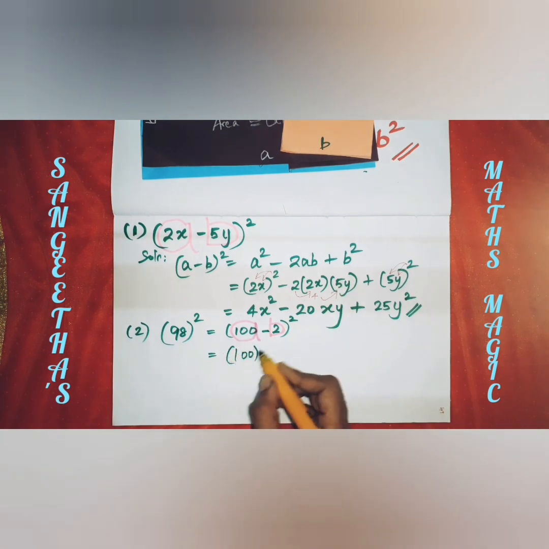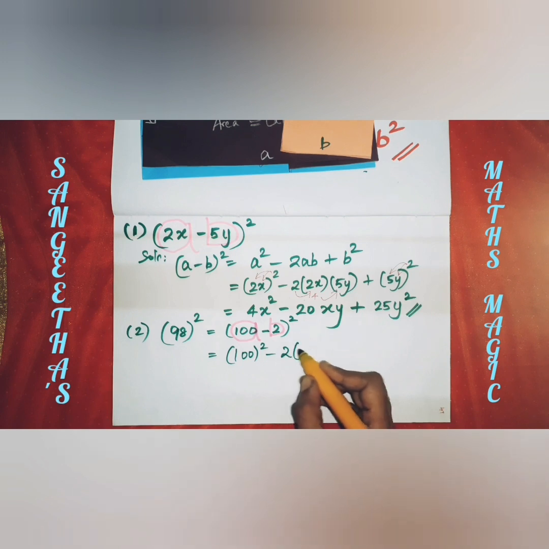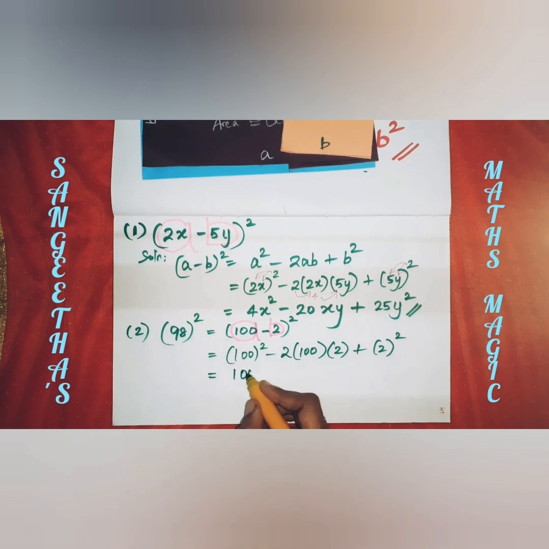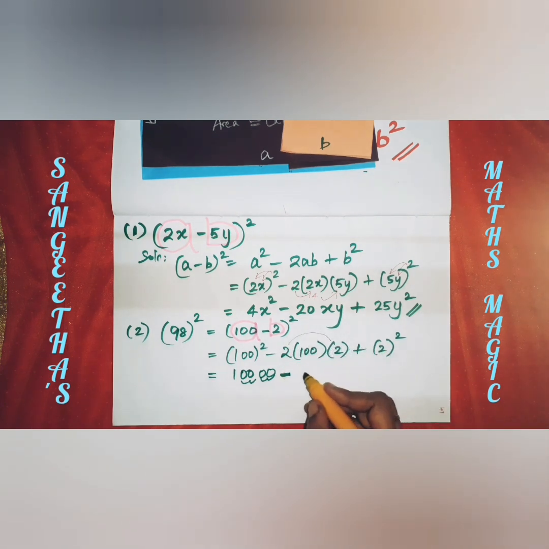So 100 the whole square minus 2 into 100 into 2, that is 2AB, plus 2 the whole square. So 100 square, you know how to do it. The 0s just get doubled. Minus 2 into 2, 4, 4 into 100, 400, plus 2 square to be 4. So now just give a pause, find the solution and write it.